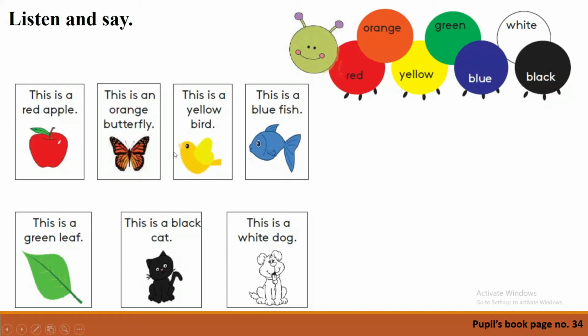Okay, now look at these pictures. 1, 2, 3, 4, 5, 6, 7. There are 7 boxes. Each box has a picture. There is a sentence too. Okay, let's read about this sentence.